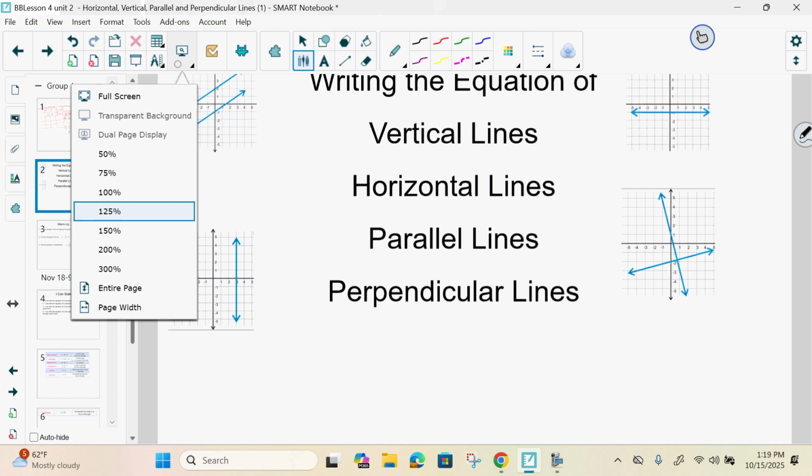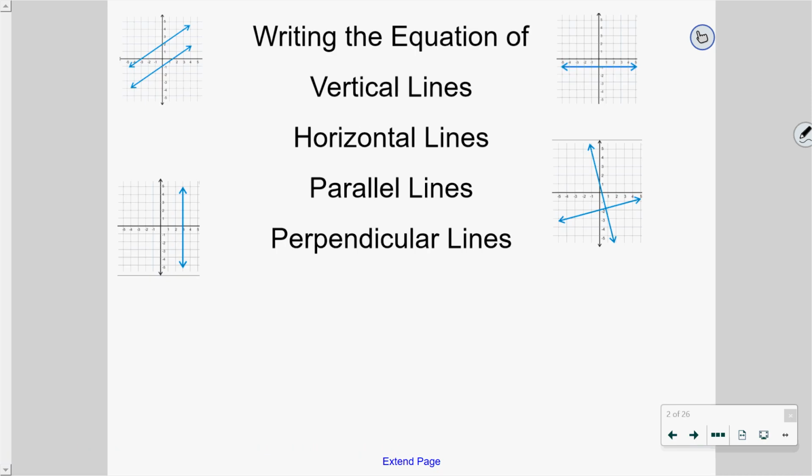And if you're a note taker, right, you want to take some notes out. We're going to talk about 4 special cases. Right, special cases. And here are our 4 special cases. Vertical lines, horizontal lines, perpendicular, and parallel.